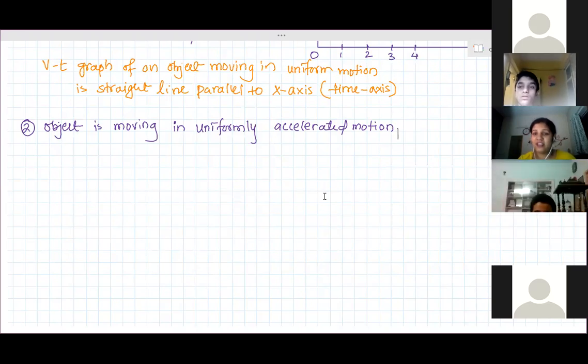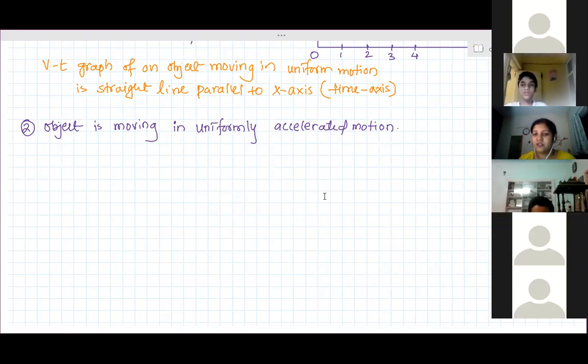What is the acceleration when the object is moving in uniform motion? 0, because there is no change in speed. So v minus u value will be 0. So therefore acceleration is 0. So there is no acceleration. The object is continuously moving with the same speed. Clear?